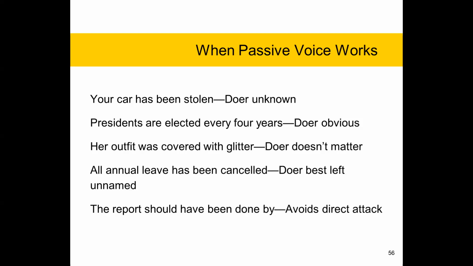Her outfit was covered with glitter. The doer doesn't matter. I mean, you've got glitter. Annual leave has been canceled. The doer is best left unnamed. This is where tact and discretion come into plain language. And instead of, you should have done that report by now, the report should have been done by whatever, avoids a direct attack. So these are some subtle points about when passive voice is appropriate and the best choice.